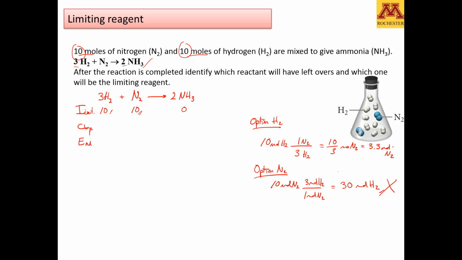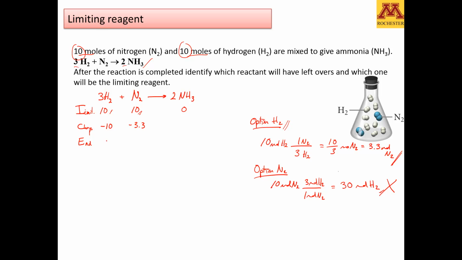So this option is not going to be possible because it requires too much hydrogen. So I'm going to use this option. That means I'm going to run out of hydrogen first because it's the only possible option. So what is the change? I will run out of all of the hydrogen. These 10 will be gone, and I will consume 3.3 of nitrogen. 3.3. So what am I going to have in the end?